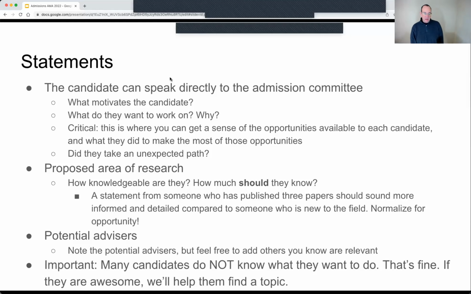We do want to know who the potential advisors are, but you don't have to list them all. So when you tell us you want to work in, for example, multilingual NLP, we know who works in multilingual NLP at Hopkins.